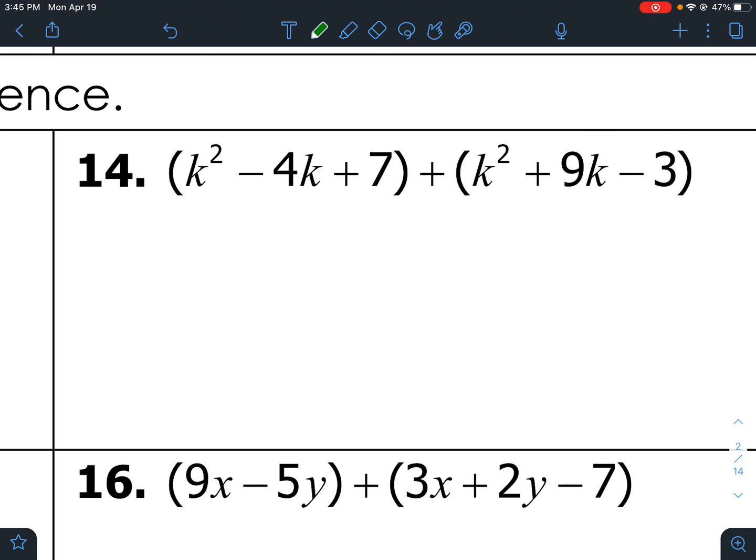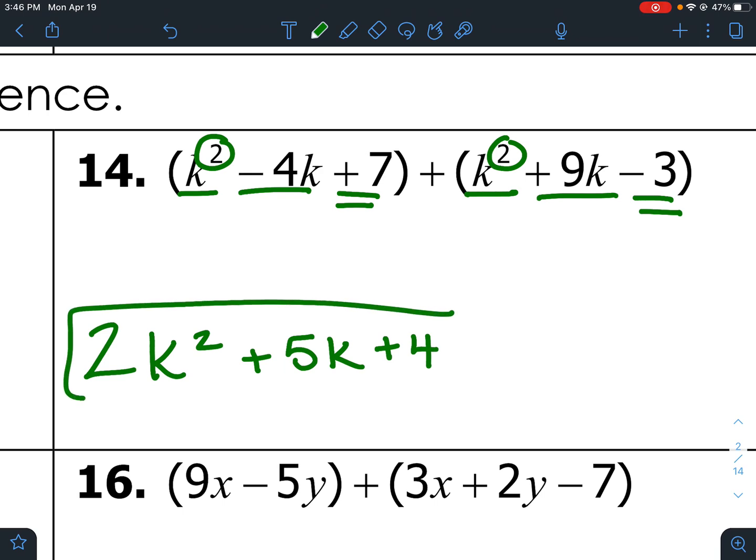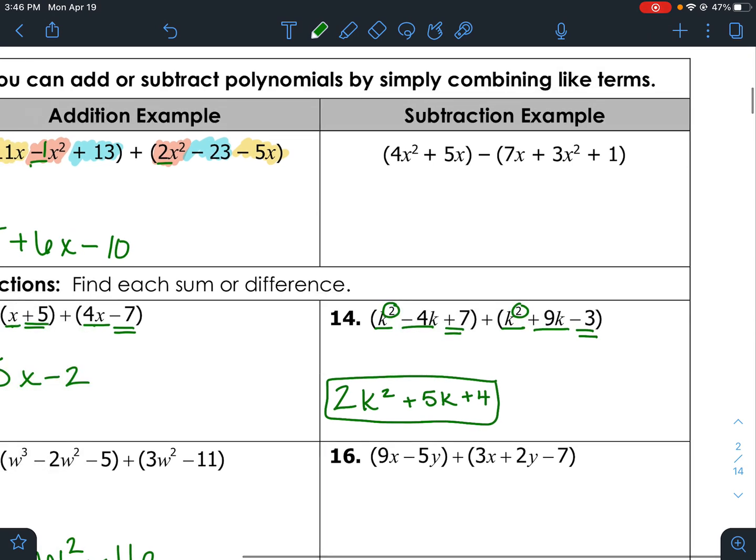Here in number 14, again, we're looking for the things that have the same variable and the same exponent. Here's a k squared and a k squared. 1k squared plus 1k squared is 2k squared. Now we're looking at just our k's. Negative 4k plus 9k is 5k. And now my constants. 7 minus 3 is 4. All right, we'll go back to some more adding here in a minute. But now I want to talk about subtracting.